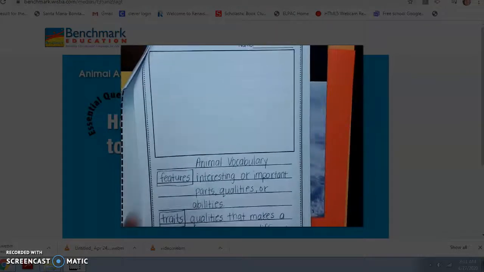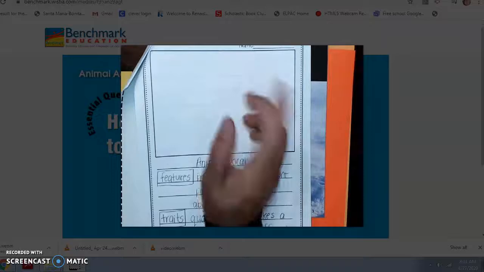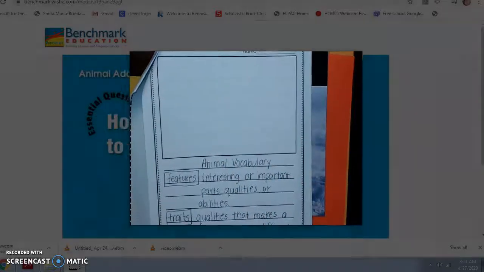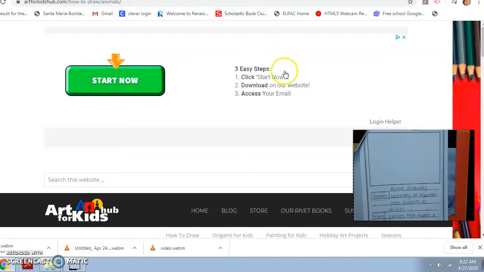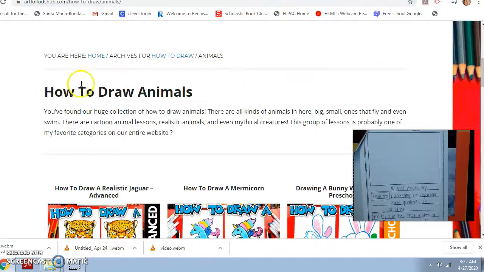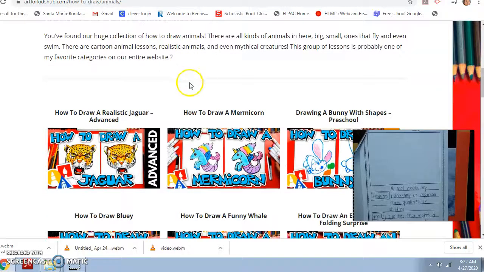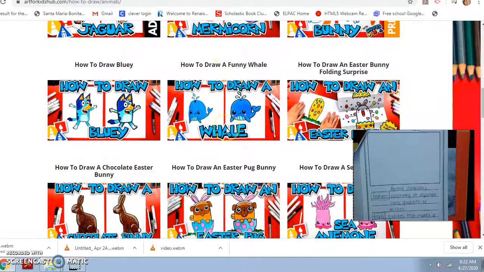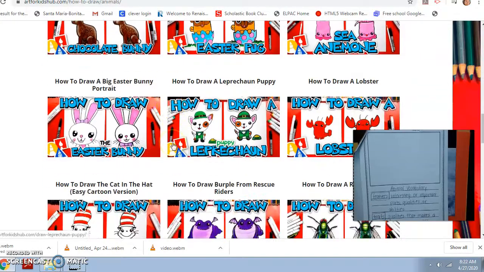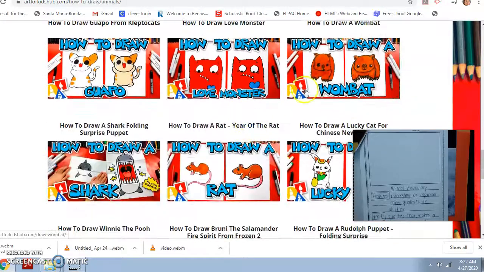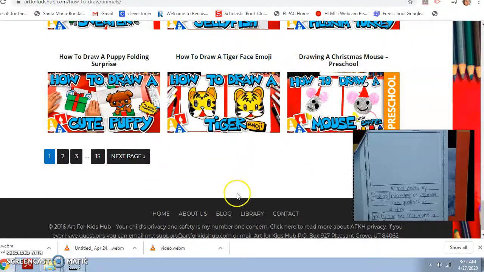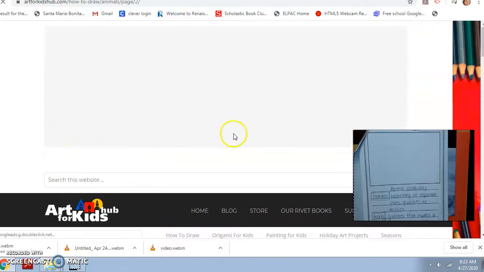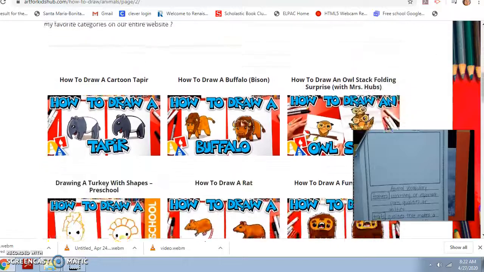Now, in the blank space up above, this is where you're going to be doing your animal drawing. For the animal drawing, I'd like you to go onto Art Hub for Kids and type in the word animals. When you type in the word animals, it gives you all these how-to-draw animals tutorials. So you can choose which animal you'd like. They've got bunnies and lobsters, a fly, a wombat, if you know what a wombat is. And if I scroll all the way to the bottom of Art Hub for Kids, there are 15 pages of animals to draw from. So just keep clicking through the pages and find the animal video that you'd like to draw.